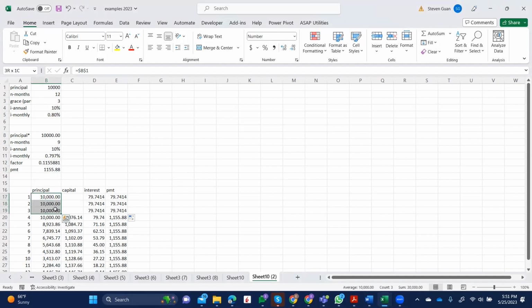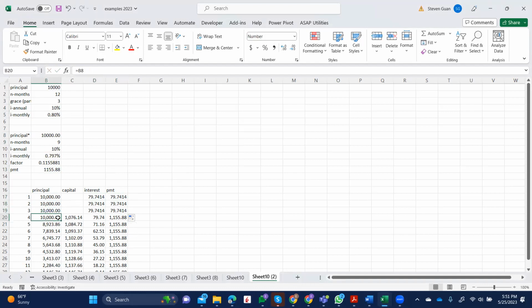The principal is always going to be $10,000. I need to pay interest on this $10,000, so you can take a look at what this one here is: the 10,000 multiplied by a monthly interest rate. So the payment for the first month is going to be $79.